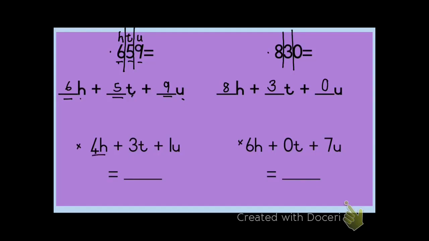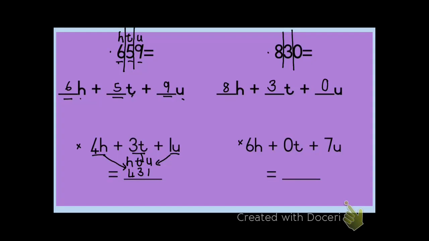4 hundreds plus 3 tens plus 1 unit. Now here we have to put the digits together to get to the number. 4 hundreds plus 3 tens plus 1 unit will give you. Now remember your house. Hundreds, tens, and units. It will give you 431.